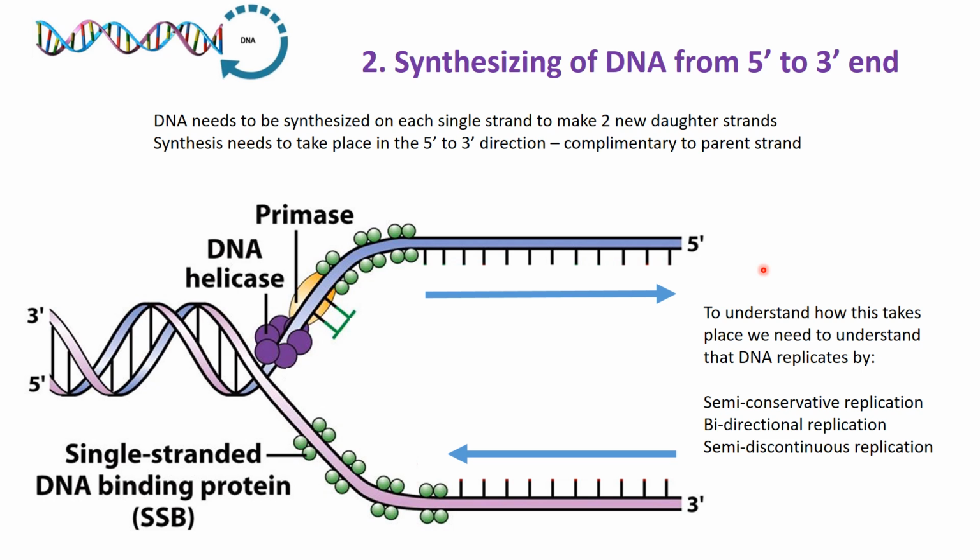But to understand how this takes place, we need to understand that DNA replicates by semi-conservative replication, by bidirectional replication, and by semi-discontinuous replication. So these are very important terms that you need to know and you need to be able to explain. At the moment, they may sound a bit confusing, but we're going to go into detail so that you can understand what each of them means.